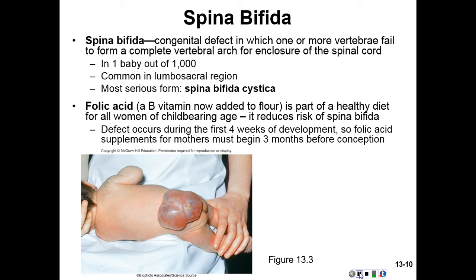All right, so the most complicated and the most deadly form is spina bifida cystica. Now, a lot of times this is due to folic acid or a B vitamin deficiency. So if we can identify it earlier, now we can add it. So again, if you add it early on into the diet for all women of childbearing years, it reduces the risk. Normally, about the 4th week of development, this is when you begin to see the congenital defect occur.